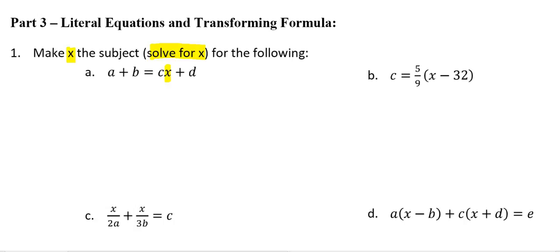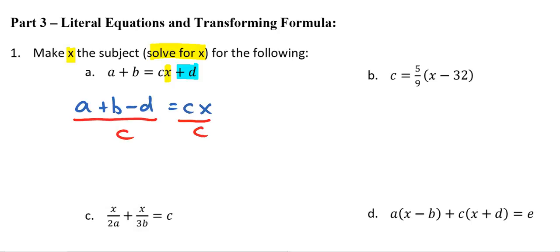I need to get that x by itself. I have this d here, so let's move that to the other side. If I move that to the other side, that's going to be negative d equals cx. And then after that, I just divide by this c and divide that side by c. Those cancel, giving me the x. So my final answer is going to be a plus b minus d divided by c. That's my final answer.